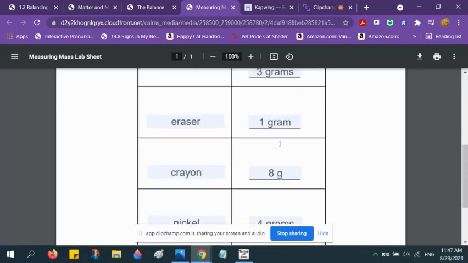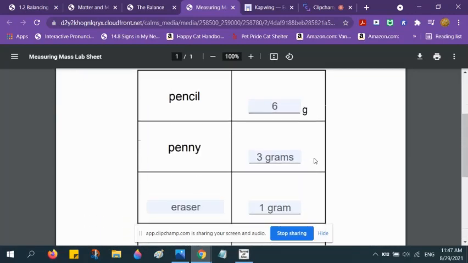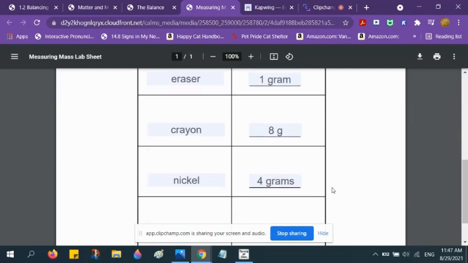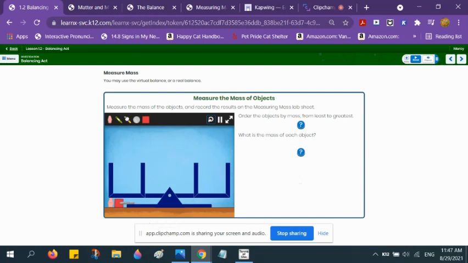Okay, nickel, and then I think the pencil goes next. It's 6 grams. And after the pencil, what would you put? The crayon. Okay, so pencil and then crayon. Pencil next. And then crayon over here. Oh, let's put it on the other side. Oh, we didn't mean to put it in the pan.